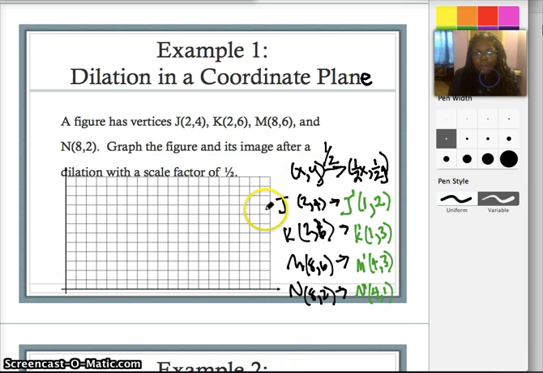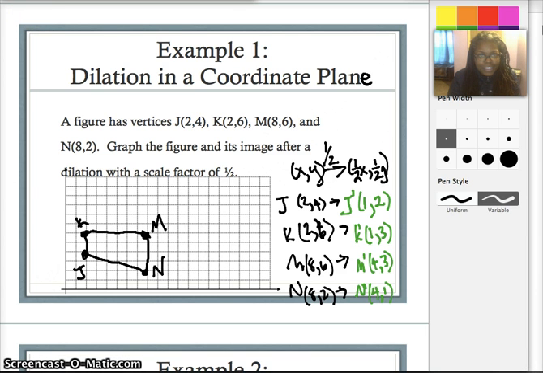So let's go back. So now all I have to do is plot the points that I have here, and I'll have the image that I've created, and then the pre-image, which is the original. So let's go ahead. 2, 4 is going to be here. So there's the original image. Let's get the pre-image.